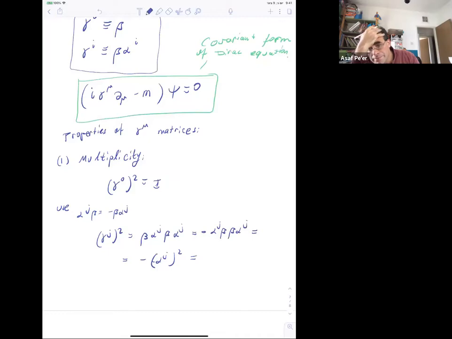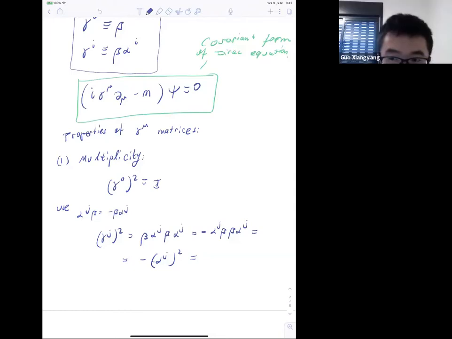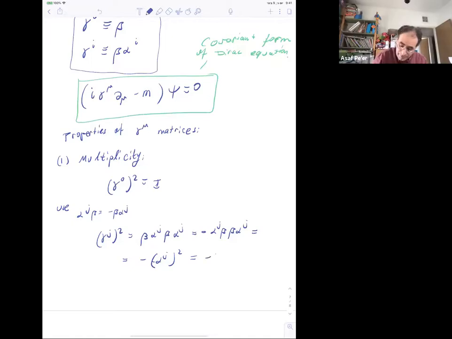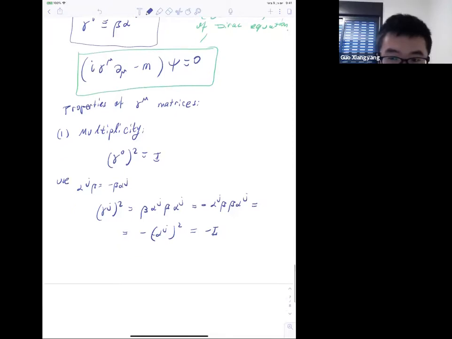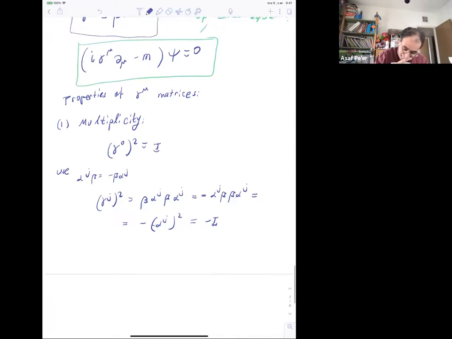Remember? What is alpha j squared? Minus I. Yeah, it's a minus I. Similarly, you have gamma mu, gamma nu is minus gamma nu, gamma mu, if mu is not equal to nu.